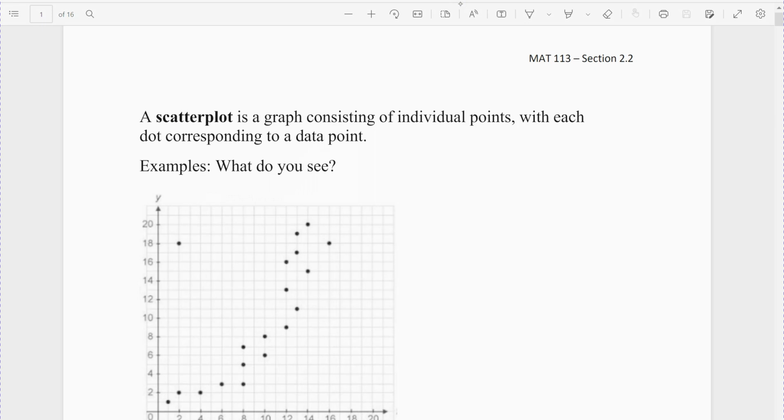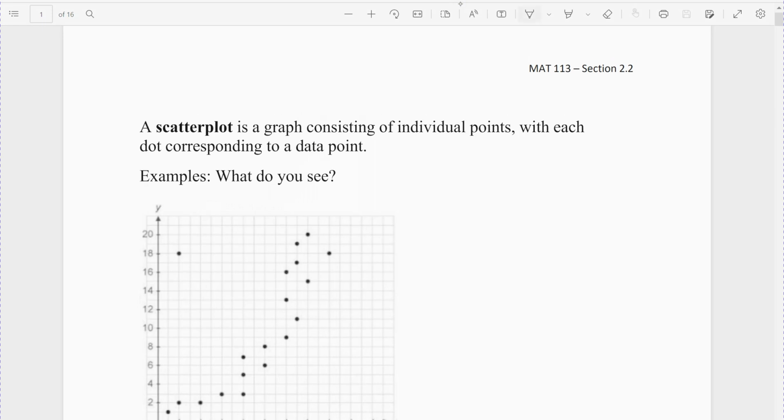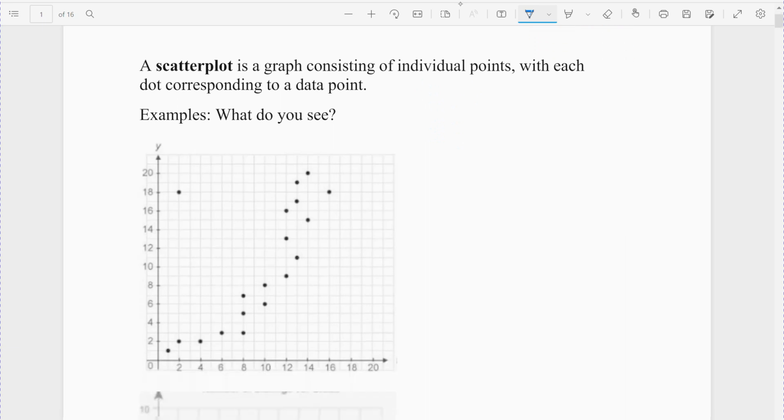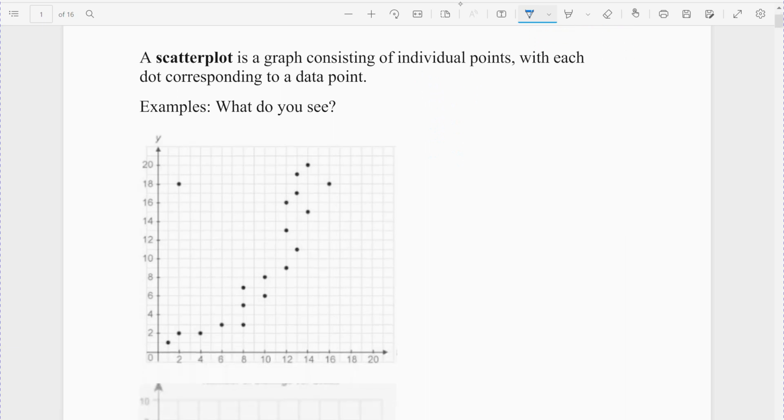All right, so a scatter plot is a graph consisting of individual points. The individual points would be some x value paired with some y value, so it'd be some x, y, and each individual point would represent a single x value and a single y value. And then we'd plot them all together. What you do is you look for patterns in scatter plots. So what do you see? What's the pattern?